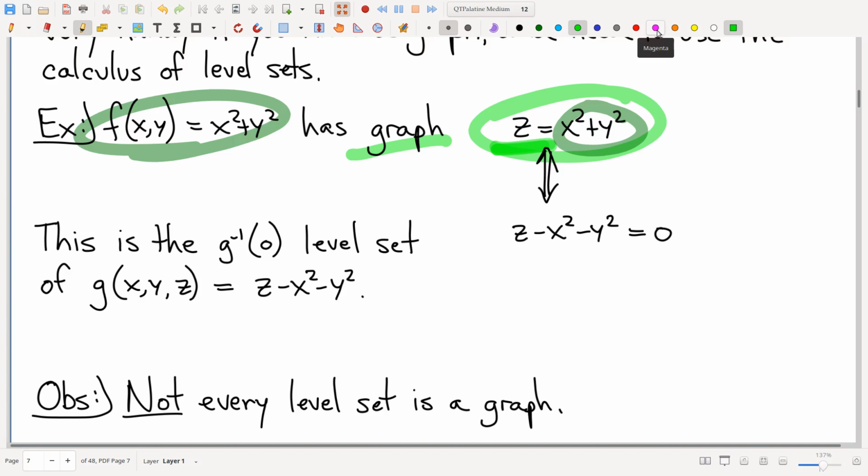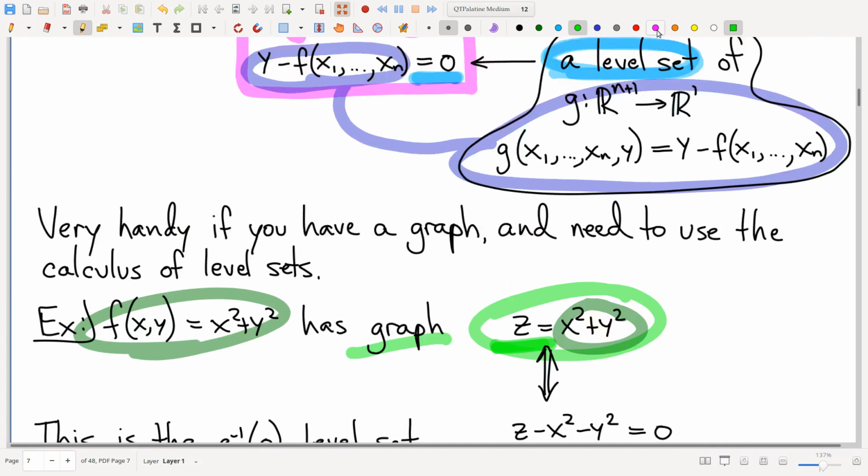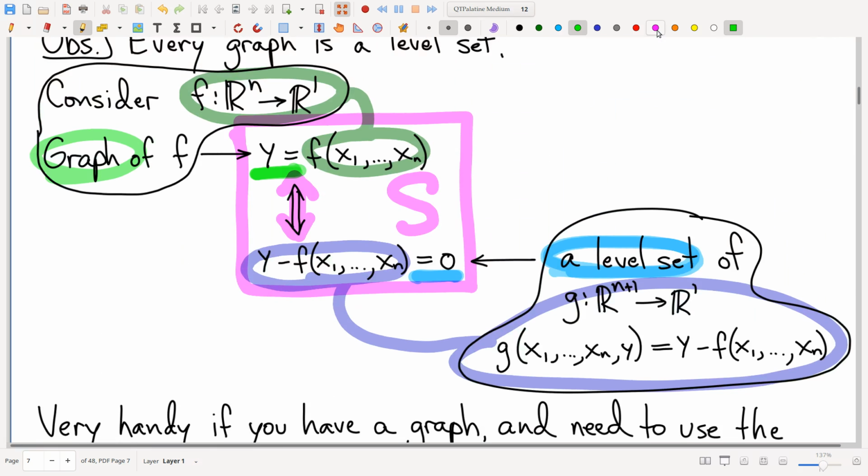Yes, question. Can you go back to the previous slide really quick? Yeah. Yep. Is that good? Yes.